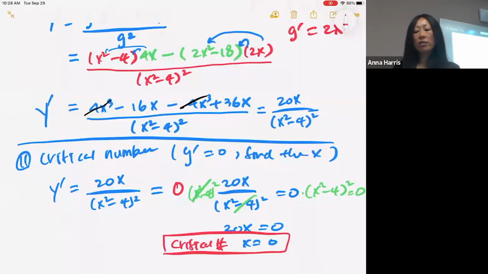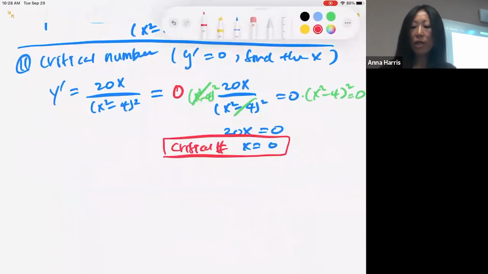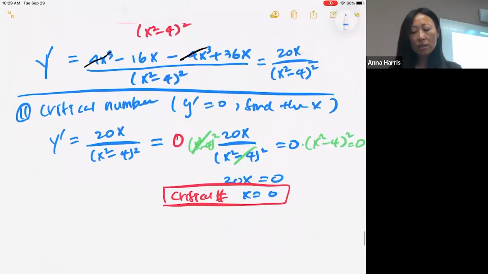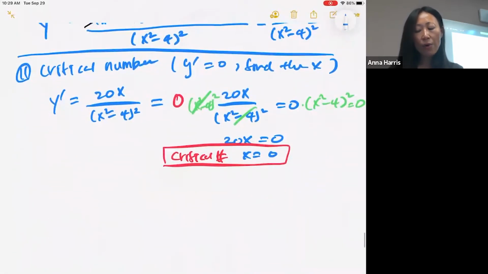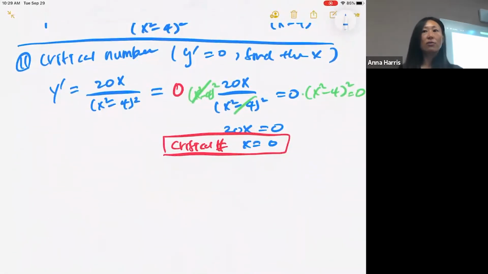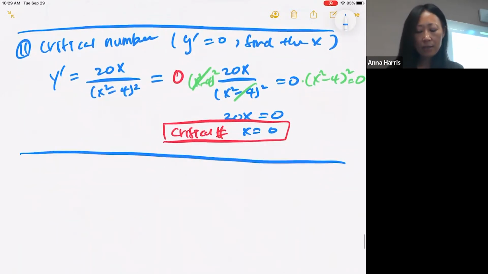Okay, now I need to find the critical point. But we already know what the critical point is then. Remember, we plug in x equal to 0 to find the y-intercept. So in this case, my y-intercept happened to be my what? Critical point, because I'm plugging in x equal to 0. When x equals 0, that's the y-intercept, right? You're looking for the y-intercept. So number 12.